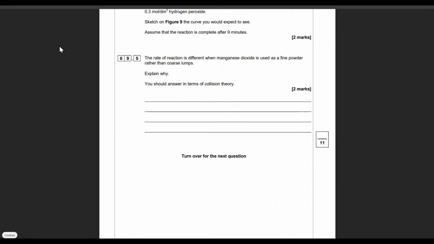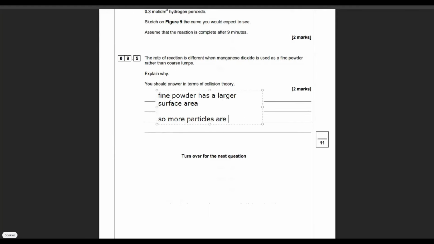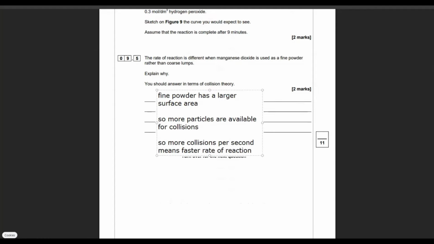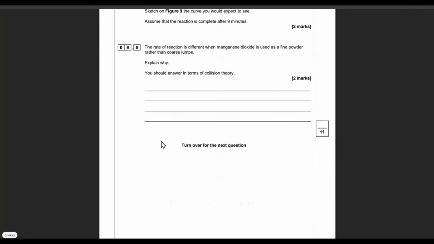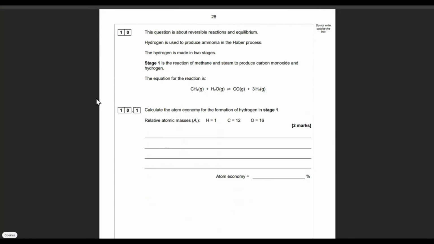The rate of reaction is different when manganese dioxide is used as a fine powder rather than coarse lumps. You might want to pause and have a go at this. Why is it that fine powder reacts faster? Well, you're increasing the surface area, which means more collisions between the reactants. There's more available particles to react when you use a fine powder. There's more surface for contact and more collisions. So you're going to get more collisions per second because you have more available particles.